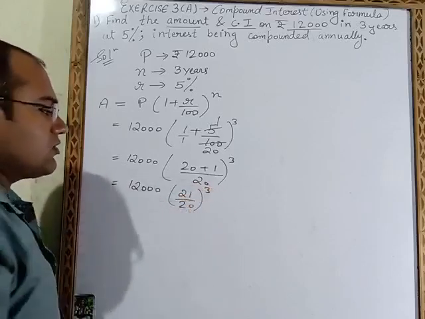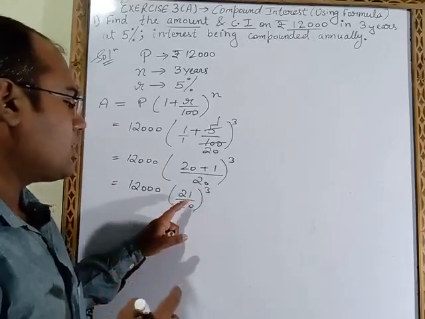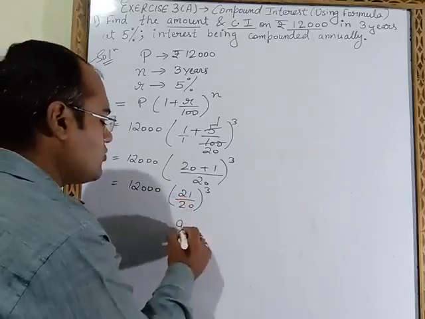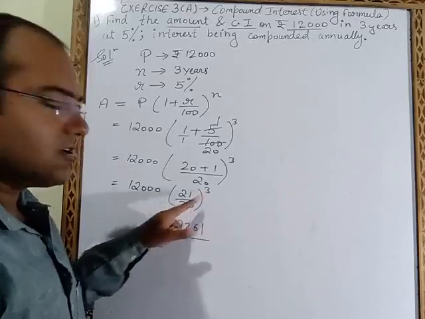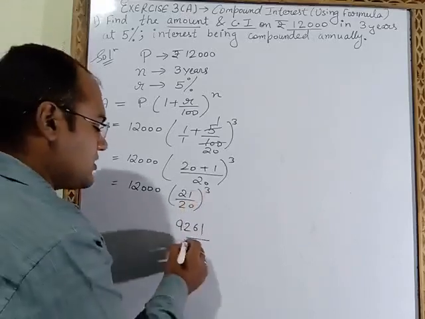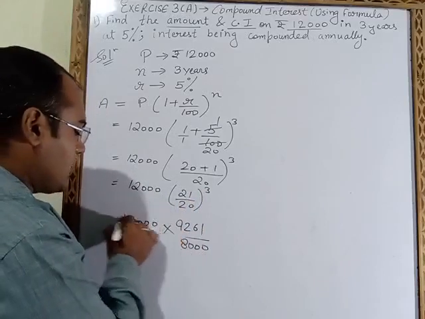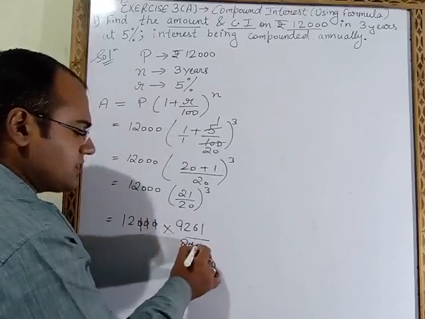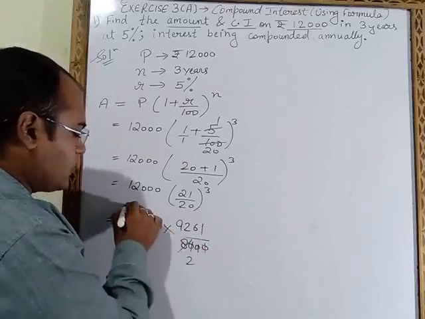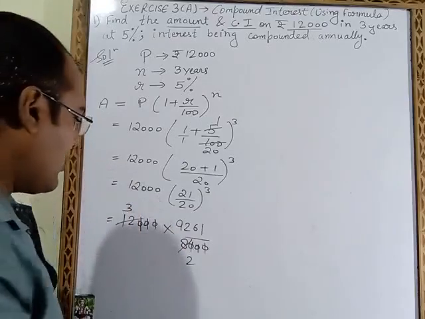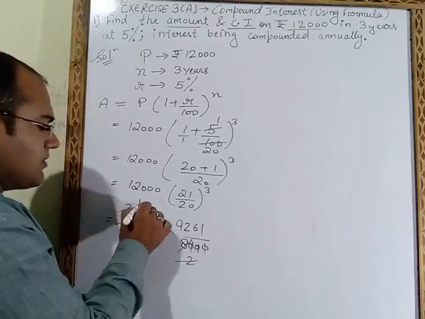Now we will do the cube of 21: 21 multiplied by 21 multiplied by 21. On multiplying it 3 times we will get 9261. 20 power 3 means 8,000. Into this we write 12,000 as it is. The last 3 zeros will get cancelled. 4 twos are 8, 4 threes are 12. Now after that, 2 and 3 we will cancel. The answer will be 1.3.